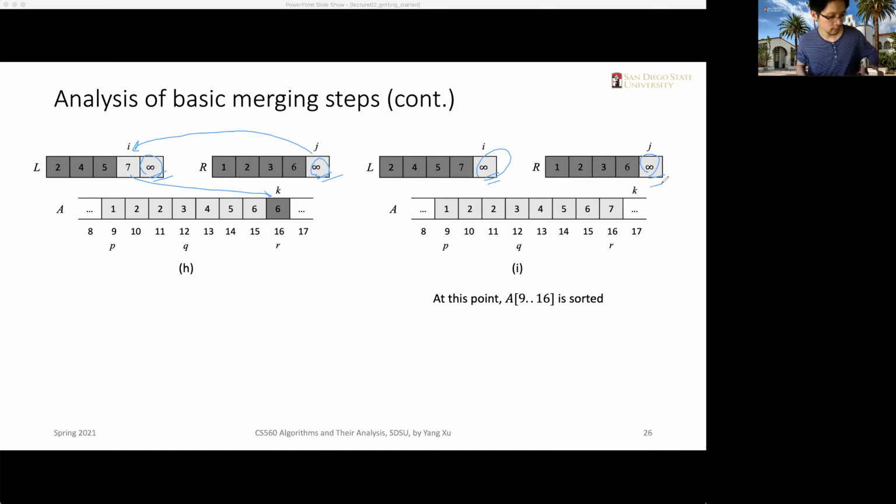But with some additional code, we can implement the merge step without using the sentinel symbols. And that is one of the questions in the first assignment, okay? It asks you to implement the merge algorithm without using the sentinel elements, but it will let you use some additional variables.